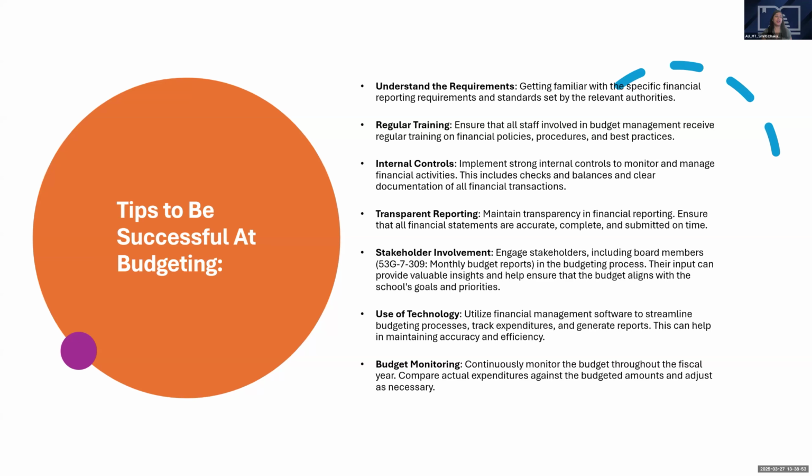Use of technology, utilize financial management software to streamline budgeting processes, track expenditures, and generate reports. This can help in maintaining accuracy and efficiency. And lastly, budget monitoring, continuously monitoring the budget throughout the fiscal year, comparing actual expenditures against the budgeted amounts, and making adjustments as necessary.